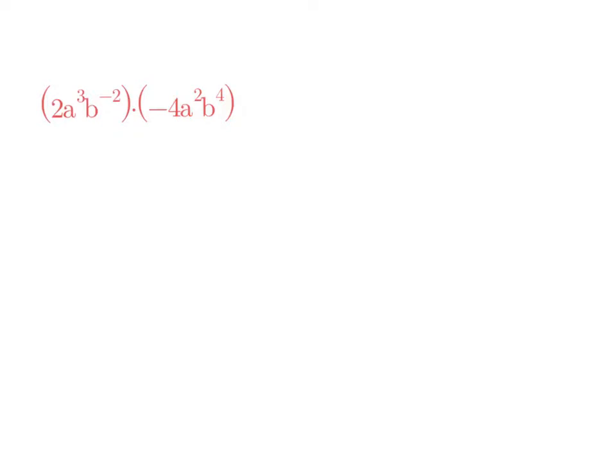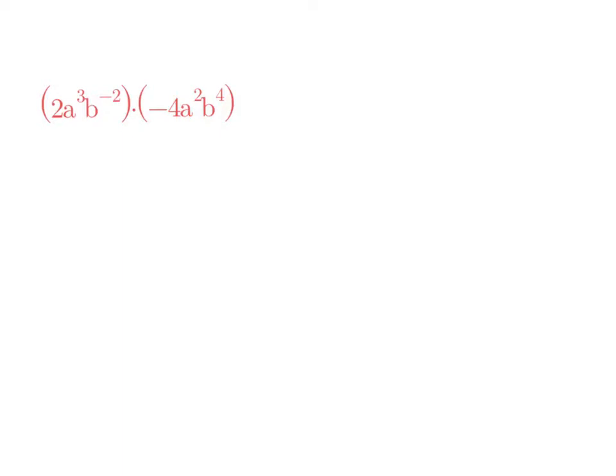What do you think you do here? Someone want to explain to me what to multiply? What do we multiply first? The 2 and the -4. What are these things called? The numbers in front of variables? Coefficients. Very good. Okay.